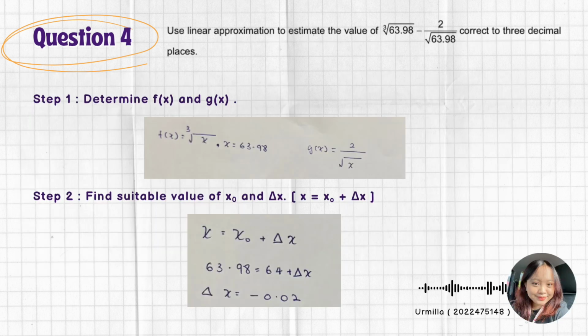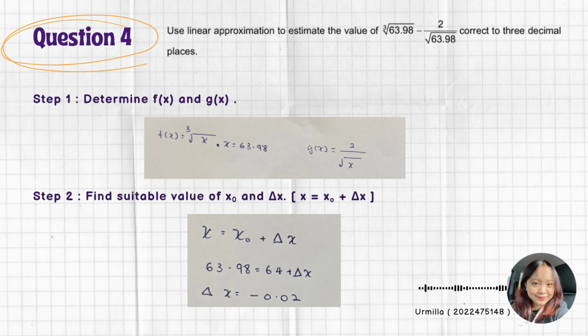Question 4. Use linear approximation to estimate the value of cube root of 63.98 minus 2 over square root of 63.98, correct to 3 decimal places. Step 1. We have to determine the functions f(x) and g(x), where f(x) is the cube root of x and g(x) is 2 over square root of x. The value of x is 63.98.